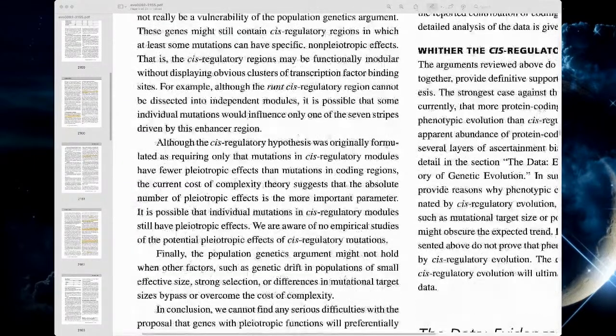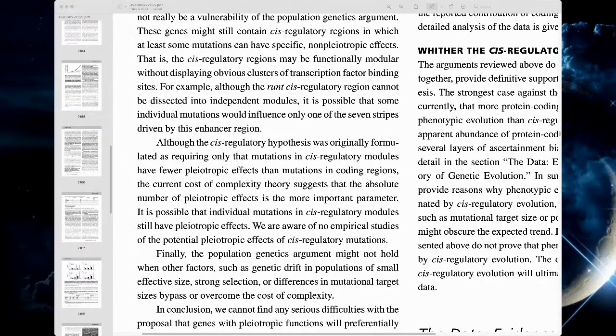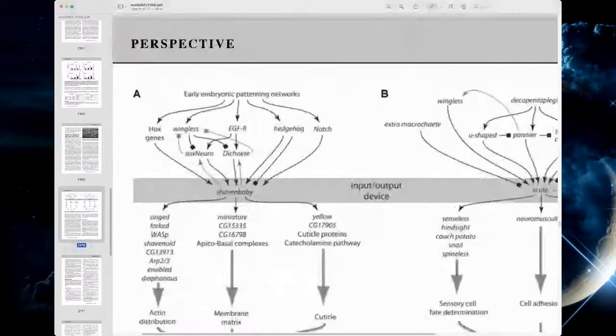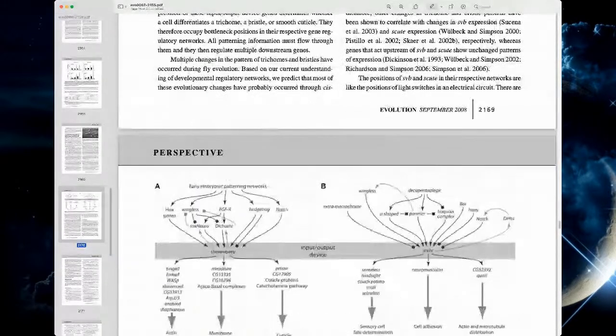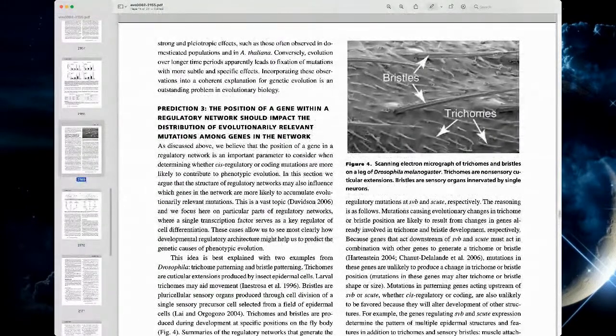Well, where do you want to go next? Let's see. Should we try going to the conclusion? Sure, yeah, maybe that'll help, because there's a lot here. Let me make this smaller for the moment until we can figure out where they conclude. Prediction. Let's see, prediction 3.